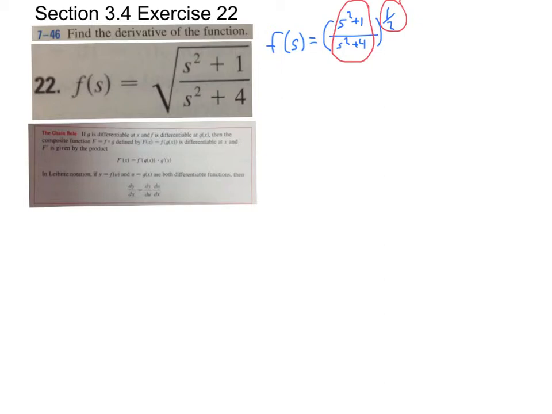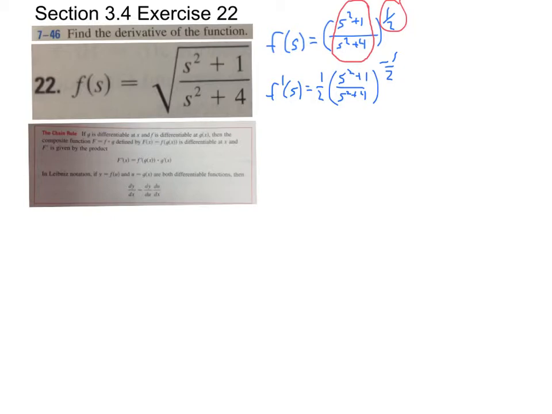So we start with the exterior function. We're going to write f prime of s is equal to, and when we have something to the 1/2 power, we're going to use the power rule. So we multiply by the 1/2. We're evaluating at the interior function, s squared plus 1 over s squared plus 4. And then we take our power and subtract 1, so we'll have the negative 1/2 power. And then we have to multiply by the derivative of the interior function.